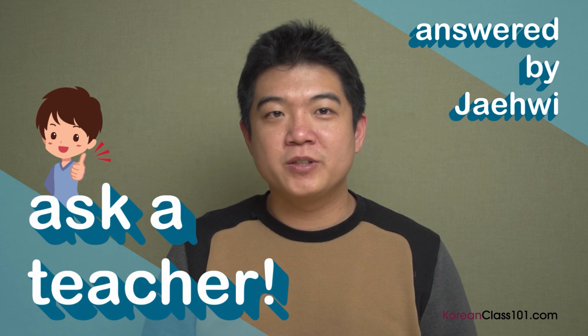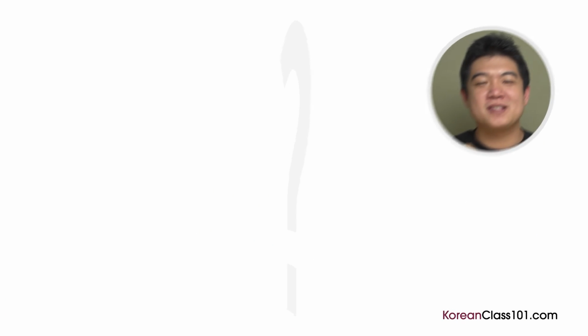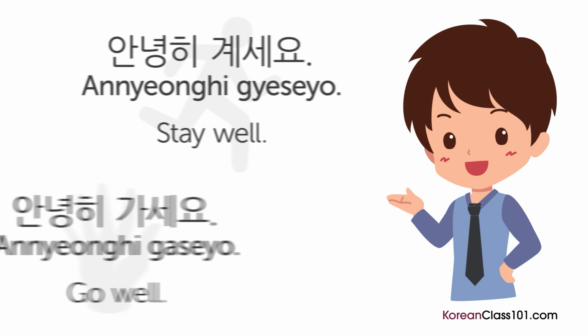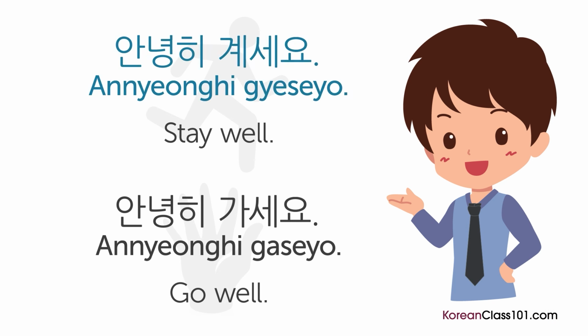Welcome to Ask a Teacher, where I answer some of the most common Korean questions. The question for this lesson is, what are some ways to say goodbye in Korean? In formal Korean, there are two ways to say goodbye. One for the person who is leaving and the other for the person who is staying. If you're the one leaving, you say 안녕히 계세요, meaning stay well. Then the other person will respond by saying 안녕히 가세요, meaning go well.